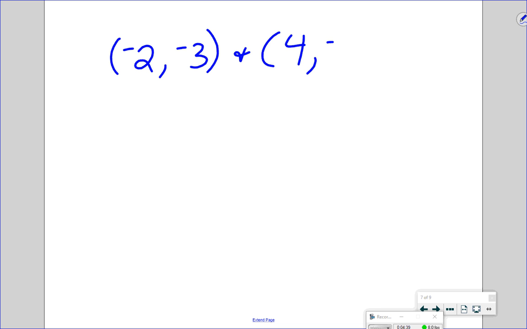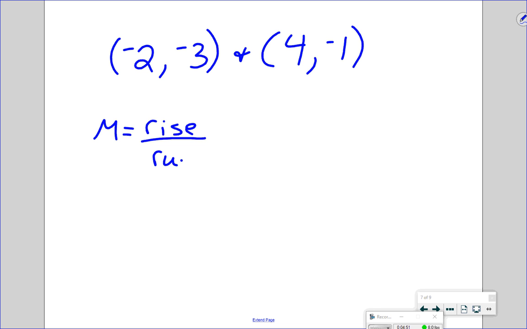So let's practice a little bit. Let's say I have 2 points, (-2, -3) and (4, -1). So if these are my 2 points and I want to find the slope without graphing it, I'm not graphing this one, my slope, m, is rise over run, we know that.